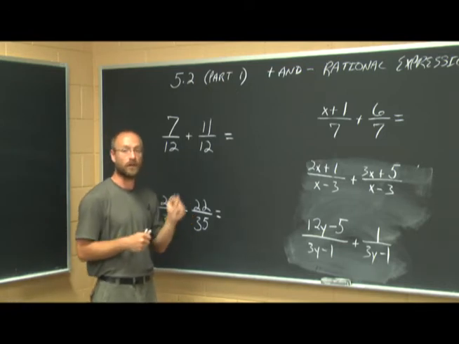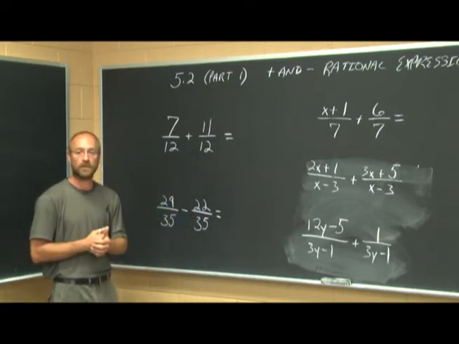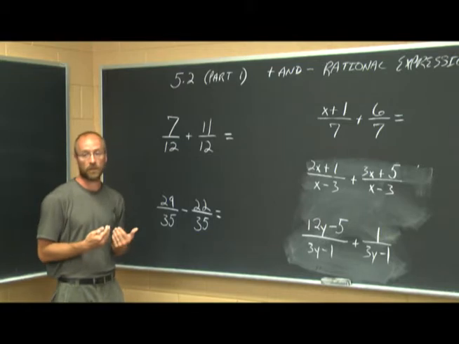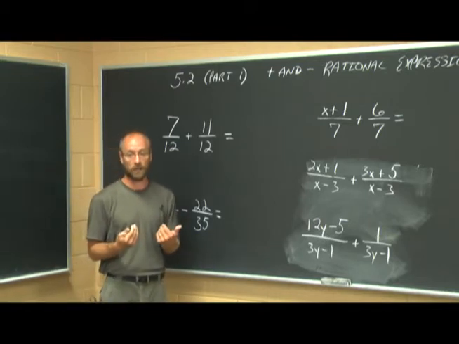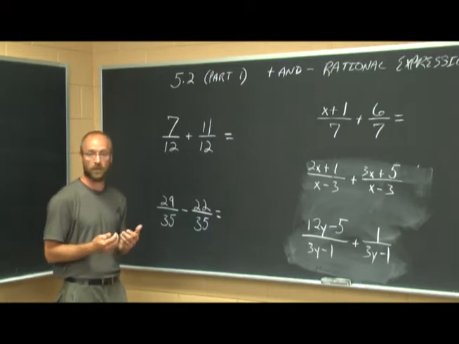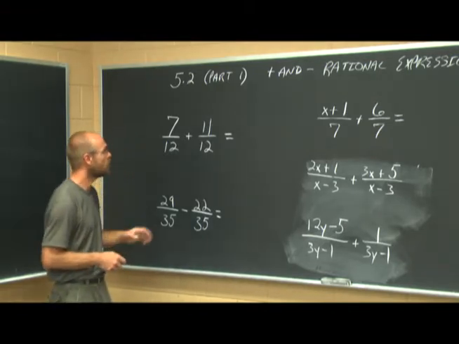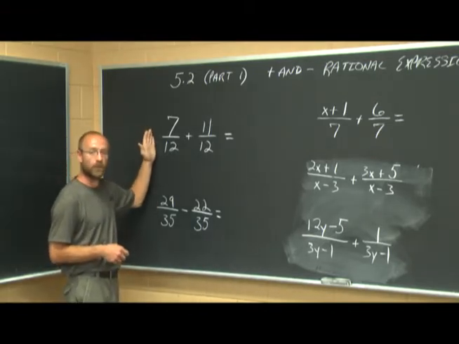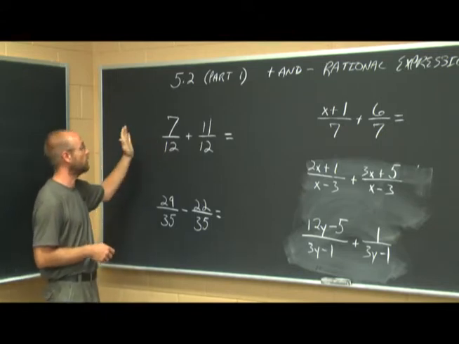In the next part of 5.2, we'll actually look at some examples of rational expressions with uncommon denominators. We'll have to find the like denominators before we can do any addition or subtraction operations. But first of all, let's start with reviewing what we should already know.